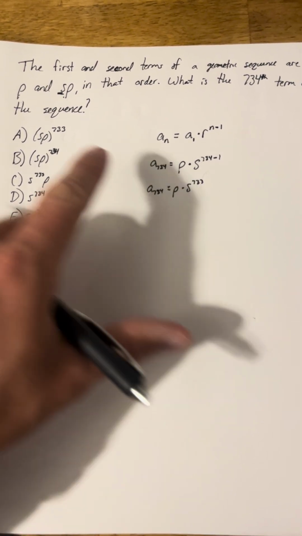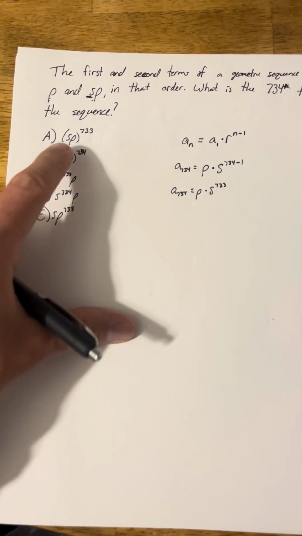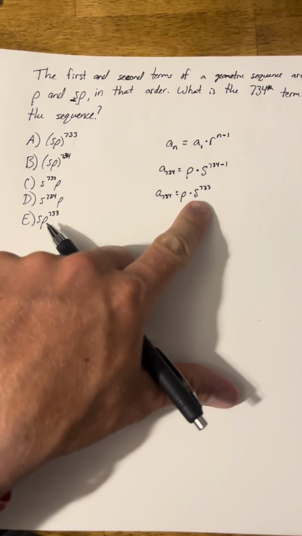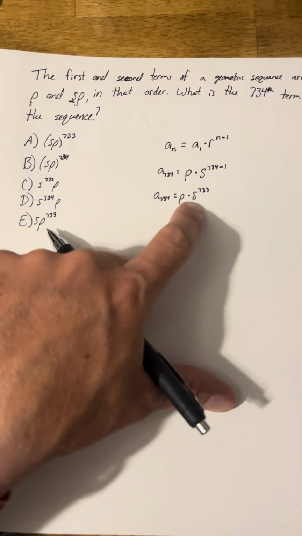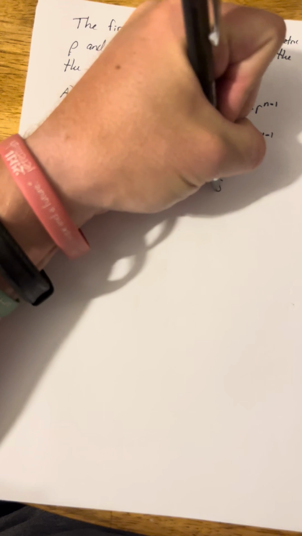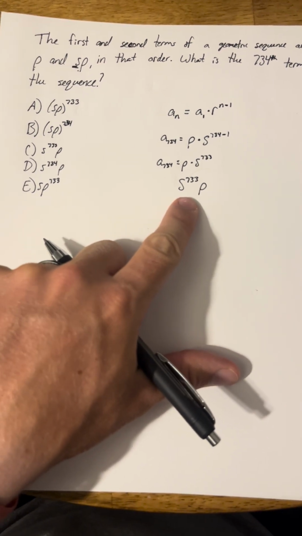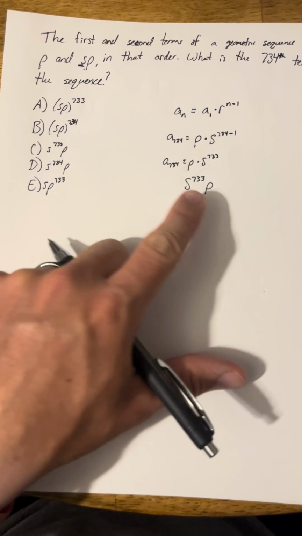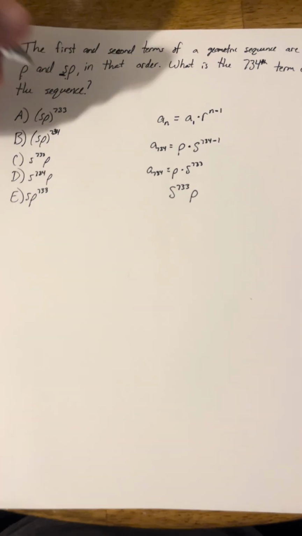So all we have to do is look over here and see which one matches. As you can see in all of these examples, S actually comes first. So if you want, you can rearrange this and just put S out in front. The exponent goes with it. So this would actually become S to the 733 times P. Once we rearrange that, we can easily see that our answer here would be C, because that matches our simplified version.